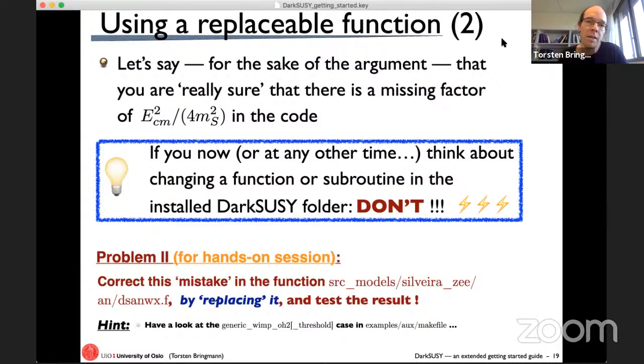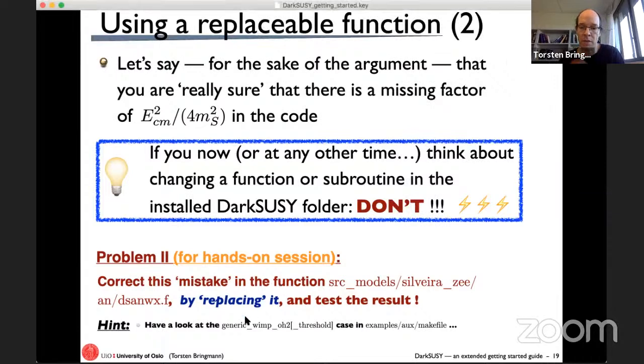The way to do this is by a replaceable function. In this case, you want to replace the invariant rate from the scalar singlet model, ds_unwx, with a function that adds this additional factor here. This is the second task for you in the breakout room sessions.